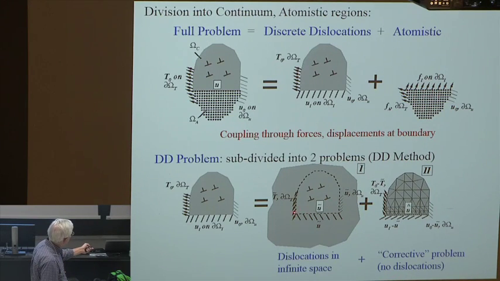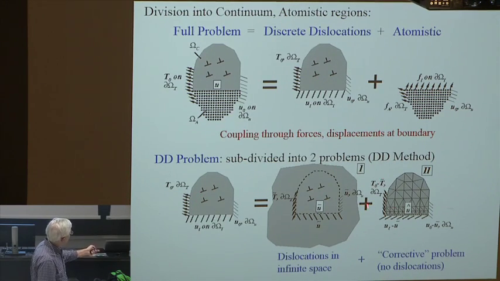Now, if I look at the actual material of interest, the stresses caused by these dislocations in the infinite space give me some traction T tilde and some displacement U tilde. Those are not the traction and displacement of the original problem. Okay? So this alone, just drawing the dash boundary, doesn't satisfy this boundary value problem.